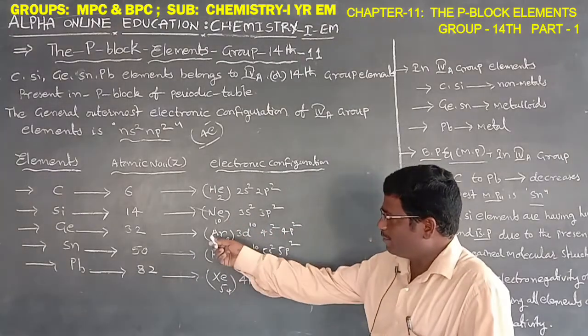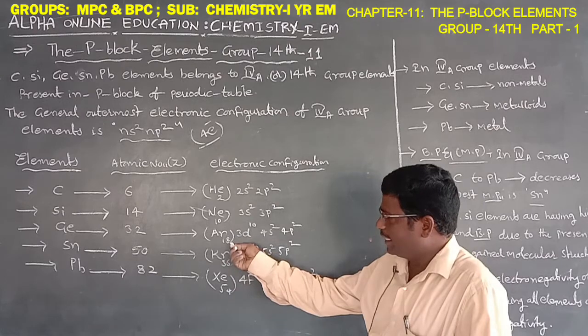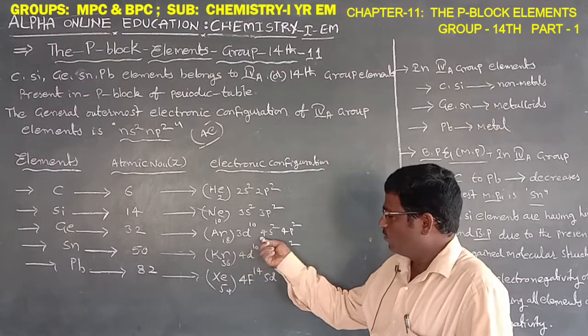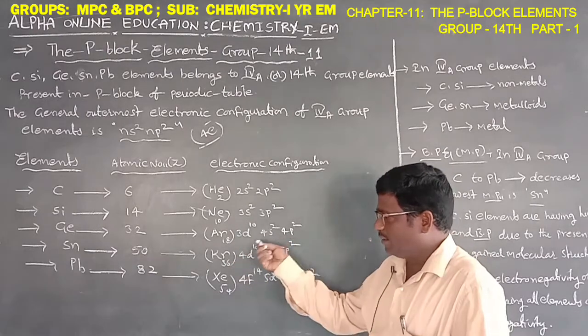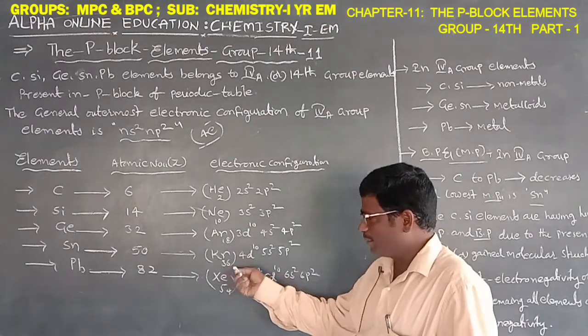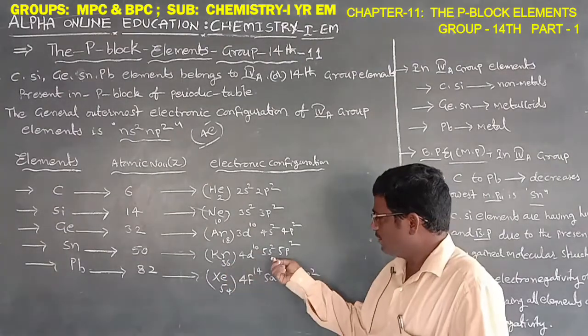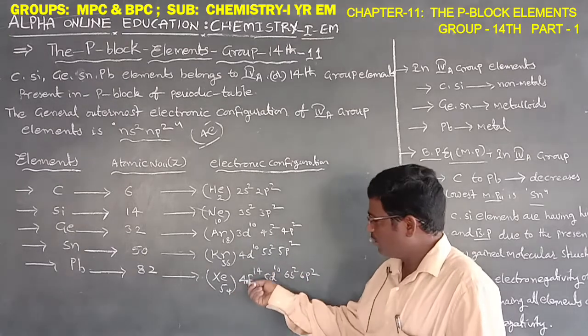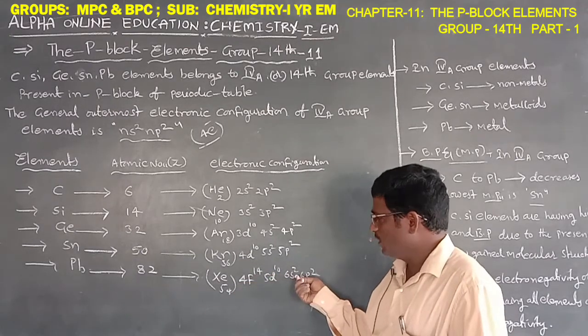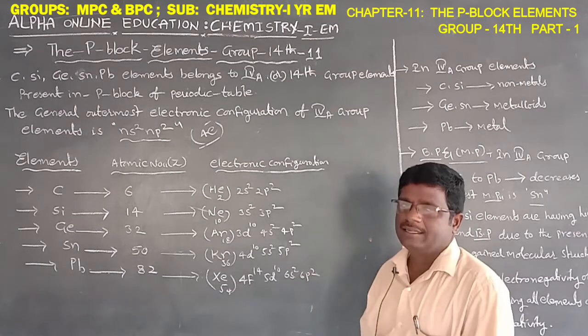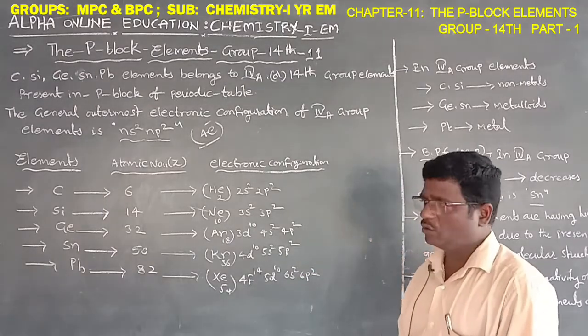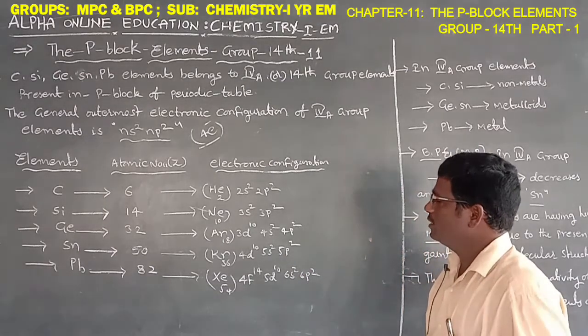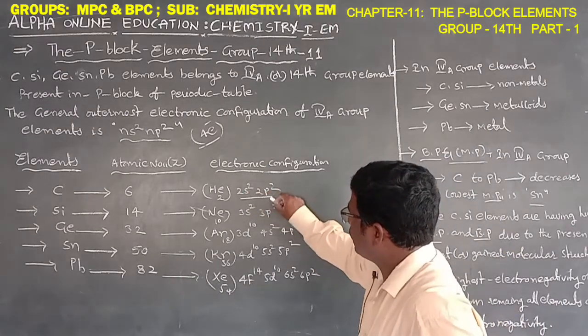Next, germanium atomic number 32: argon 18, 3d10, 4s2, 4p2. Next, tin: krypton atomic number 36, 4d10, 5s2, 5p2. Lead atomic number 82: xenon 54, 4f14, 5d10, 6s2 and 6p2. That is the electron configuration of the 4A group elements. In all elements, the outermost shell consists of only 4 electrons.